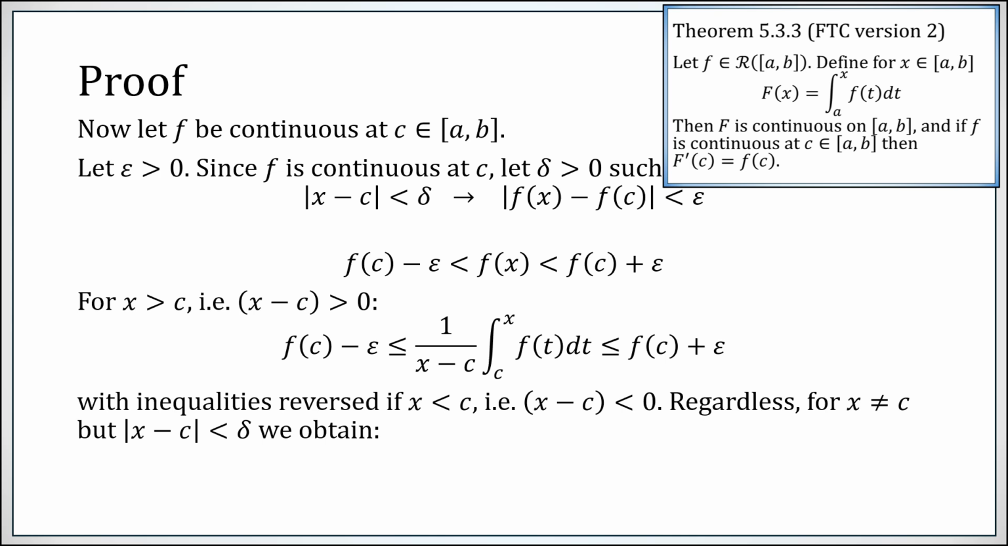Now, we do have to flip the inequalities if x is less than c. However, regardless, if x isn't equal to c, we obtain the following. Whether these inequalities are flipped or not, once I subtract f of c over, we get that this constant times this integral minus this constant in absolute value is less than or equal to epsilon.